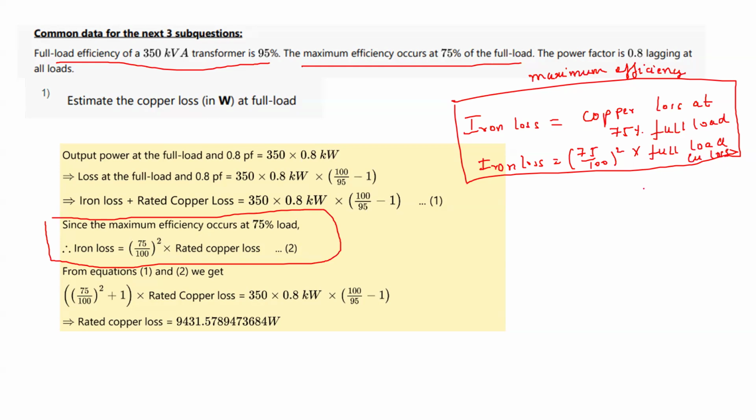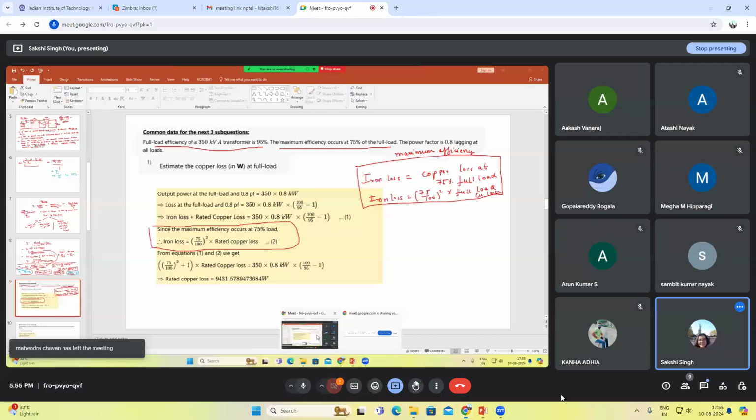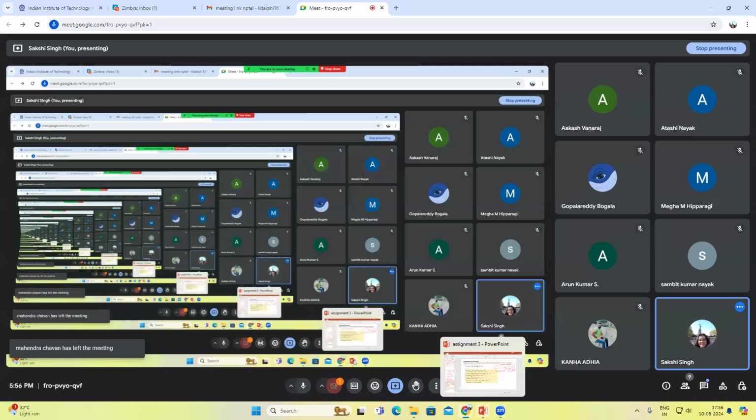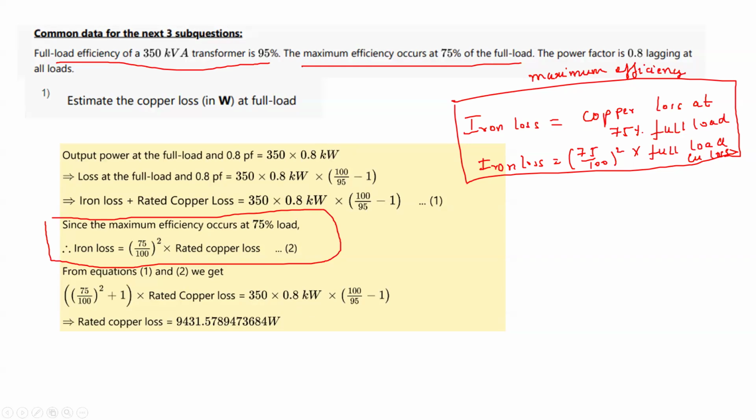Is this clear? Whatever I have written, is this clear? Is there any doubt here? I hope there is no doubt. If you have any doubt, please stop me. So this is what I have written, and this is one condition.